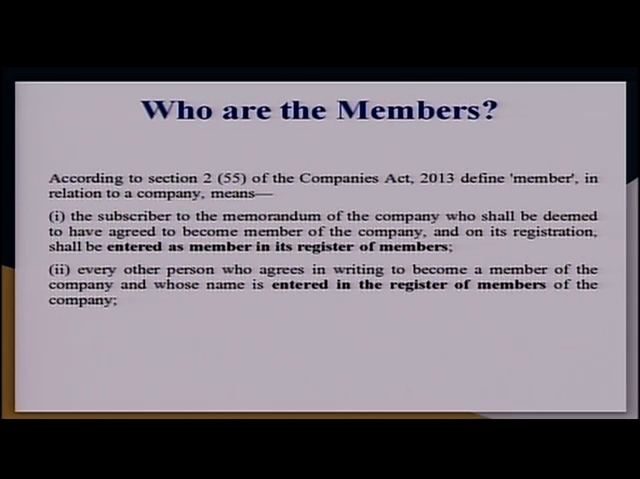By agreeing in writing, maybe I've opened a DMAT account, or maybe in a private limited company or an unlisted company where shares are not in dematerialized form. So I can acquire shares from the company by way of various procedures that the company has to follow. Like if you are coming for a private placement, if the company is coming up with a rights issue, or the company is issuing bonus shares. By applying for these shares under the different methodologies, I can always become a member of a company.